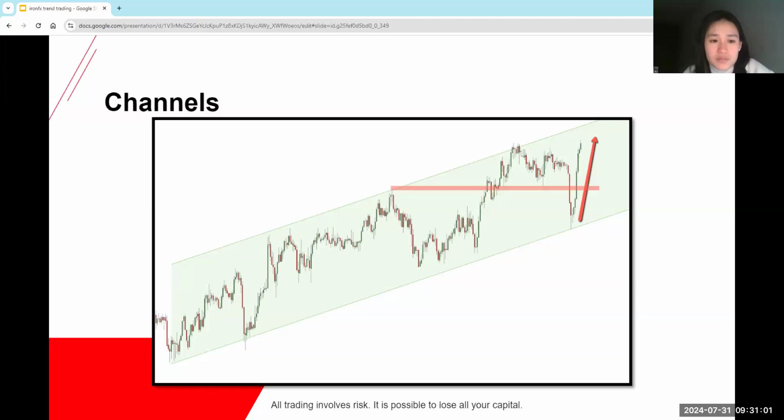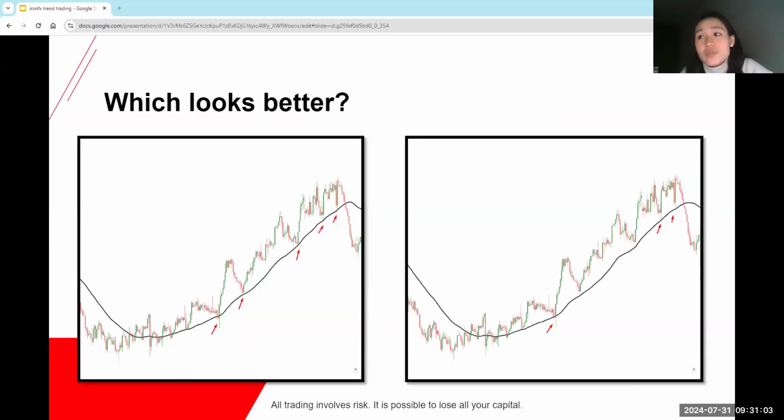Okay, so which looks better? The first one or the second one?